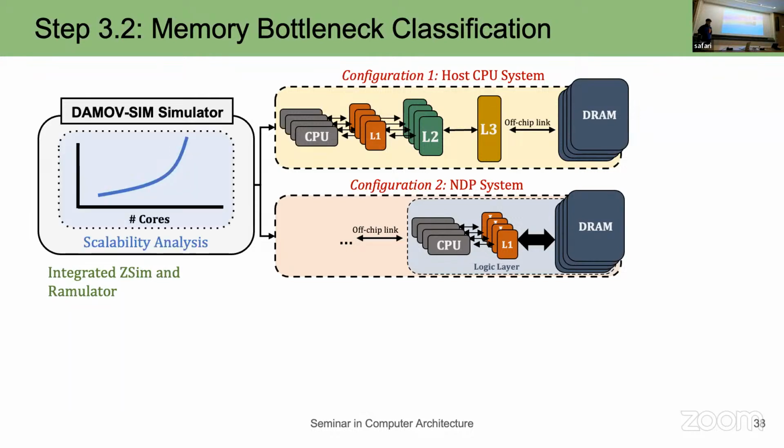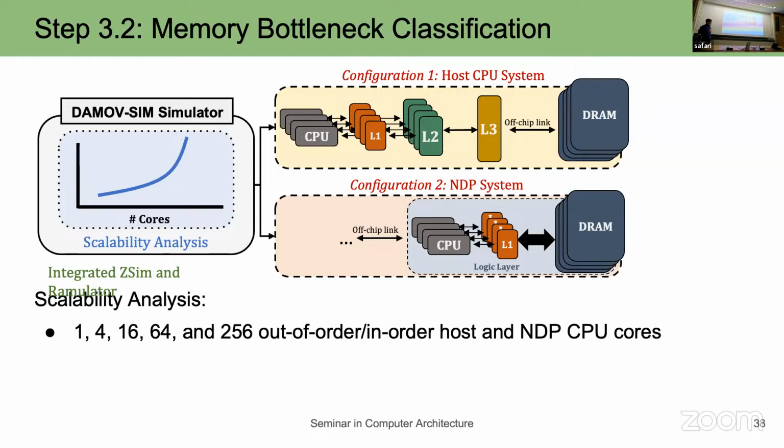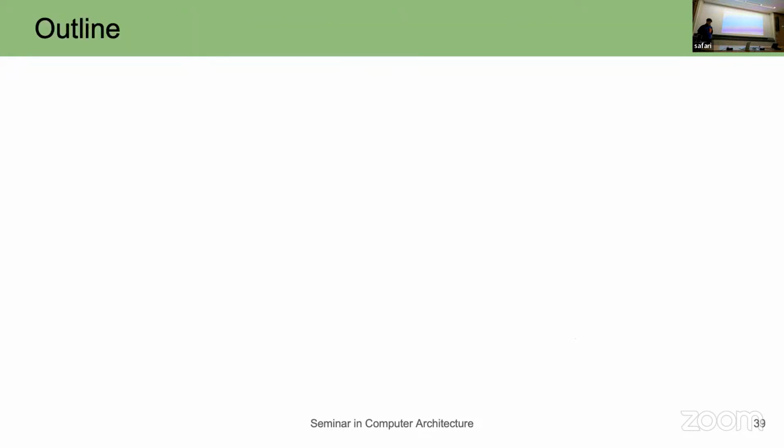The scalability analysis we're doing is we're running those applications with a different amount of cores. So every core amount from 1 to 256 of in-order and out-of-order host and NDP CPU cores is being run with a 3D stacked memory as the main memory.